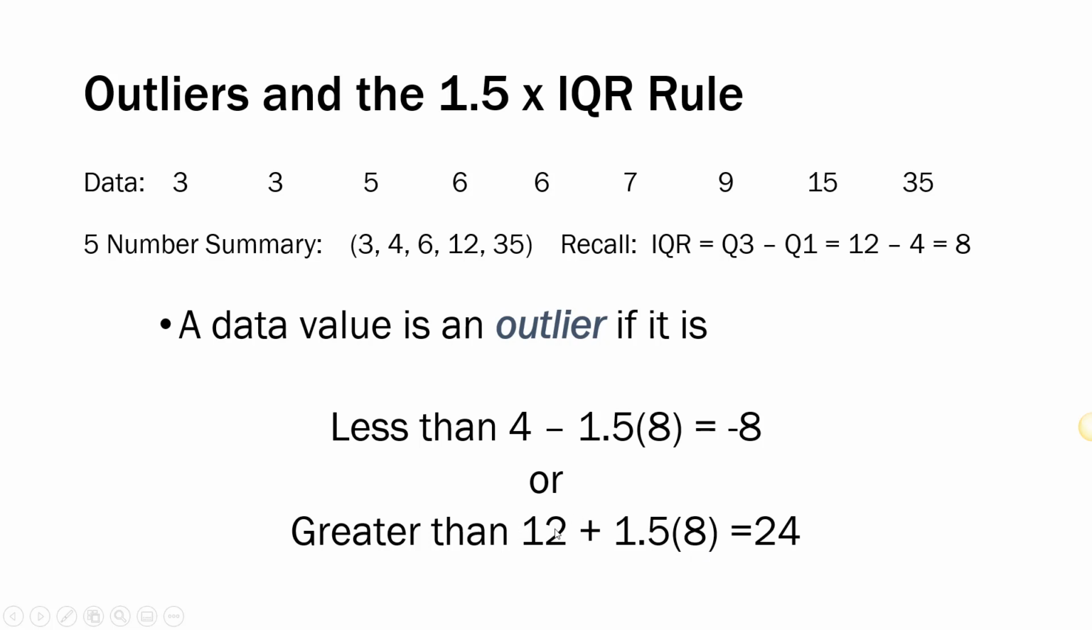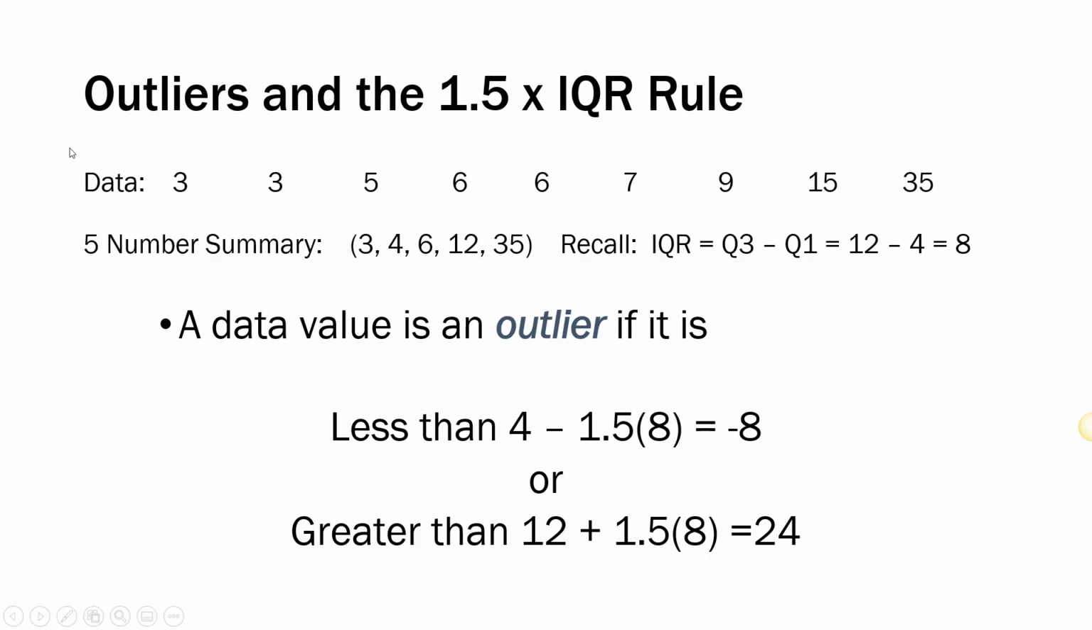So I'm going to plug the values from my data set in. So I have 12, which is Q3, plus 1.5 times the IQR, which is 8. So that ends up being 12 plus 12, which is 24. All right, so I'm going to consider something to be an outlier if it is more than 24.